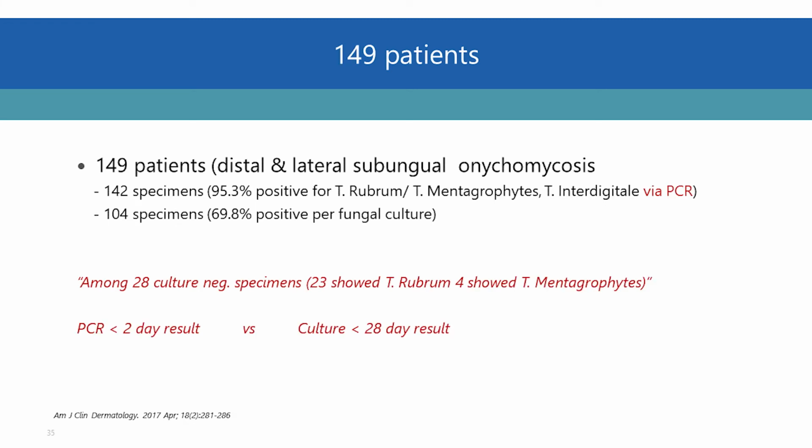Second study here, 149 patients were tested for onychomycosis. 142 of these patients were positive for T. rubrum, T. mentagrophytes, and T. interdigitale via PCR DNA assay. Only 104 of these specimens were positive utilizing fungal culture. Among the 28 culture negative specimens, 23 of these were positive for T. rubrum. 4 of these were positive for T. mentagrophytes utilizing PCR. So the PCR was superior relative to sensitivity as well as timing. PCR results came in 2 days versus culture results, which came in 28 days.